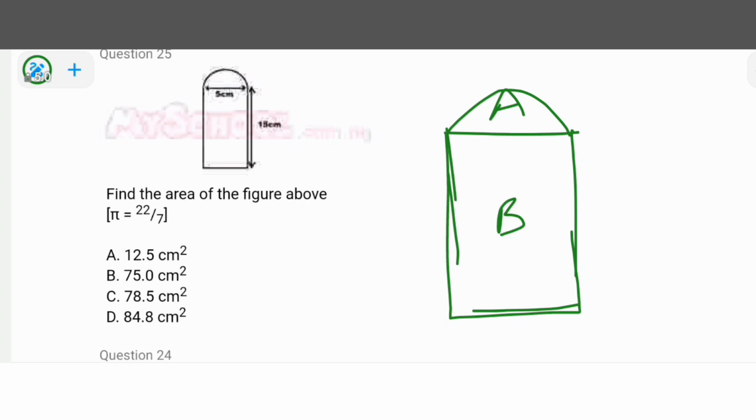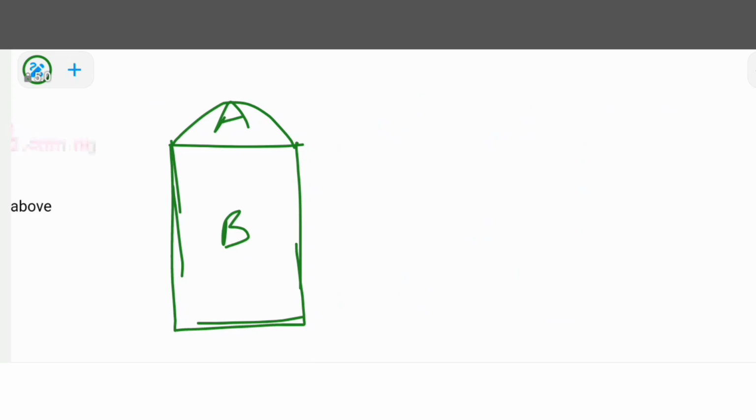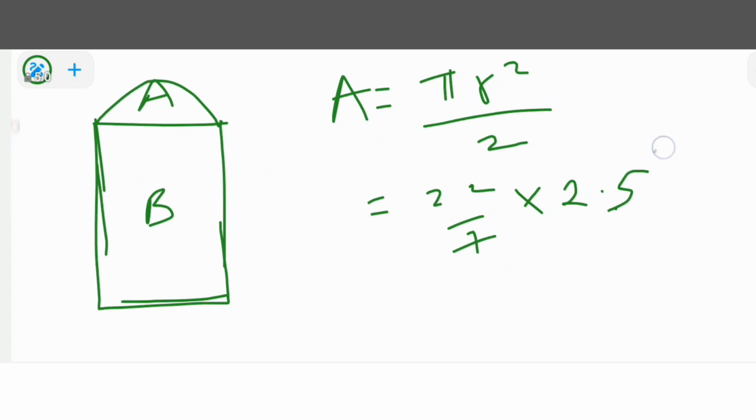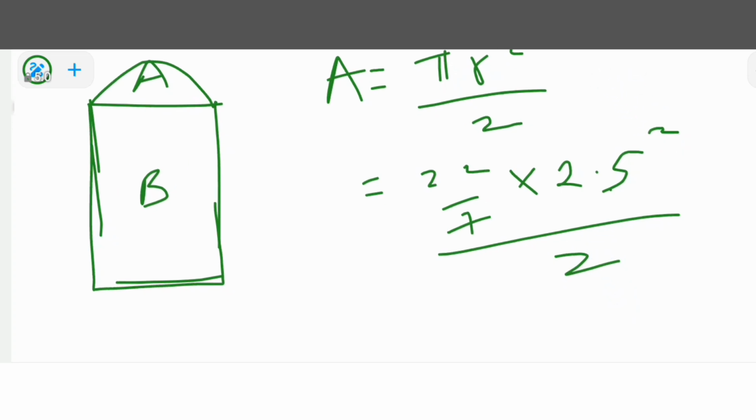Okay, so to find the area of that semicircular part, you just do something like this. So you have area B as pi r squared, but you have to divide it by 2 because it is half of a circle. So that will be 22 over 7. So the radius is 2.5 because you have diameter as 5. So you square this and divide it by 2. So if you work all these calculations out, you will get 9.82. Okay, that's the area of the semicircular part.